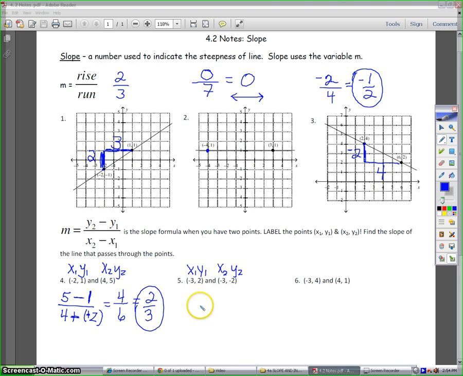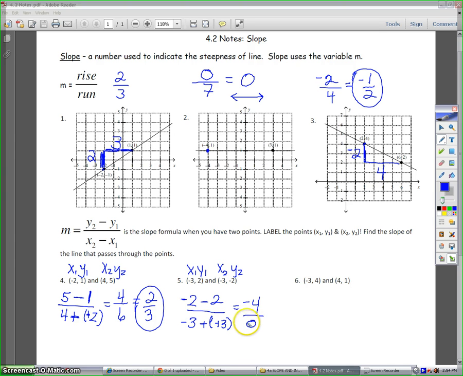Then I want to follow my formula. y2 is negative 2 minus y1 is 2, divided by x2 is negative 3 minus x1 is negative 3, and I'm going to go ahead and put that in parentheses. And now order of operations. Negative 2 minus 2 is negative 4. I have a double negative, so that's going to change to positive. And I get negative 3 plus 3, which equals 0.